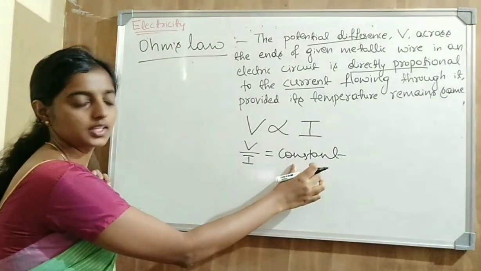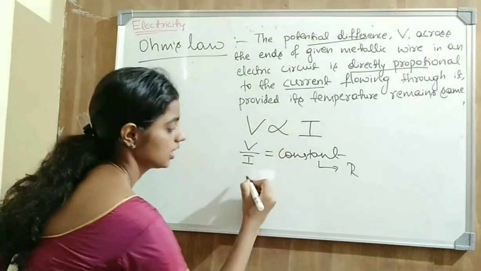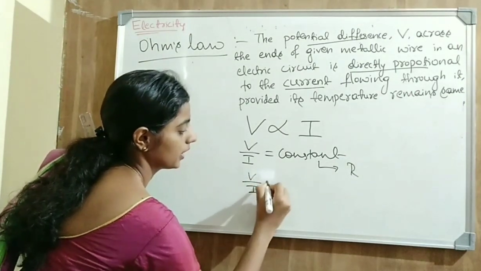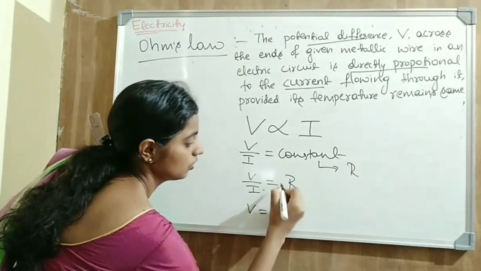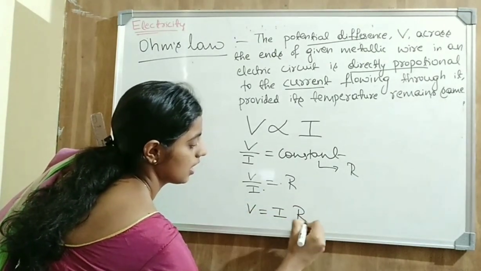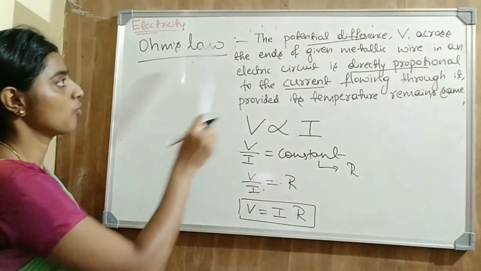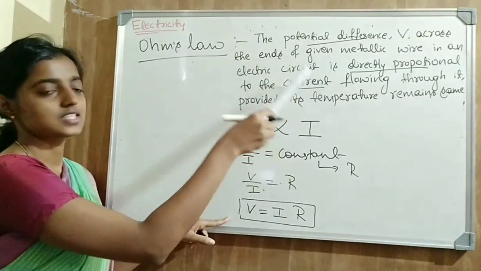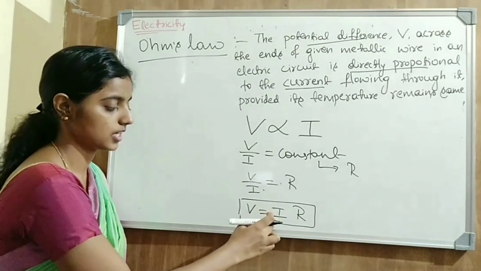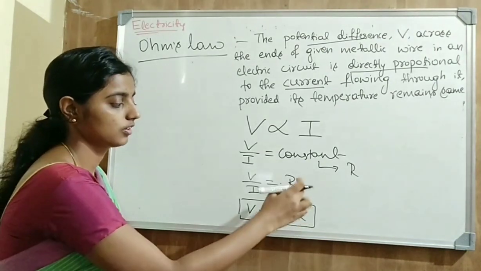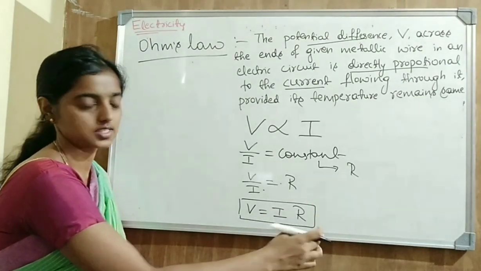Ohm represented this constant as R, that is nothing but resistance. Hence it is written as V by I is equal to R, and V is equal to IR. This is the mathematical form of Ohm's law. Always remember this statement as well as the equation. Here V is potential difference, I is current, and R is resistance. In the next class we will see in depth what resistance is.